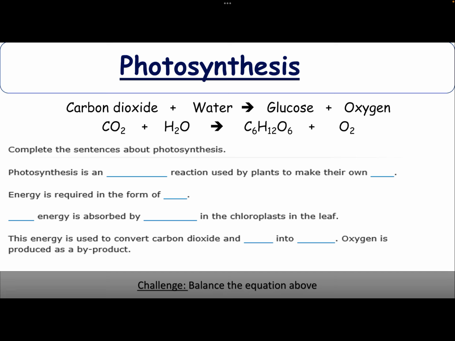Let's complete these gap fill activities. You can pause the video and write the sentences down, then fill in the blank spaces based on your knowledge, also from the previous slide.